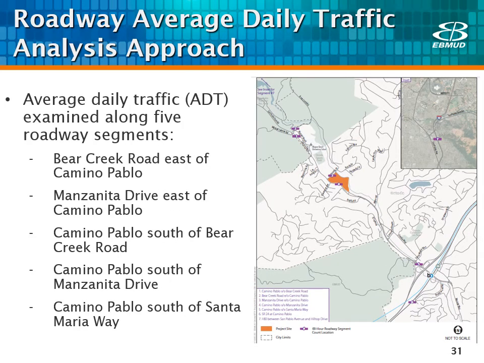We also took a look at average daily traffic numbers along 5 roadway segments, including Bear Creek Road east of Camino Pablo, Manzanita Drive east of Camino Pablo, and Camino Pablo south of Bear Creek Road, south of Manzanita Drive, and south of Santa Maria Way to Highway 24. Average daily traffic is the average daily traffic in both directions counted in each roadway segment.